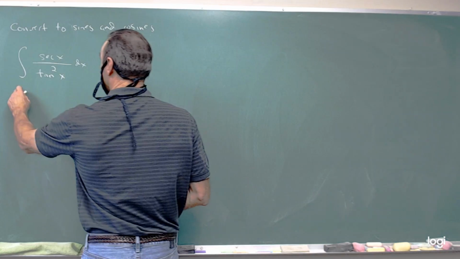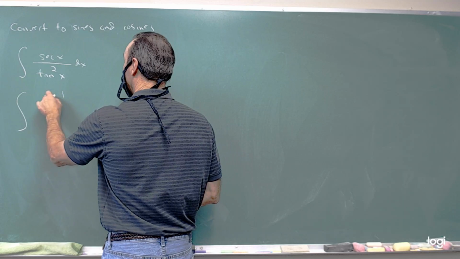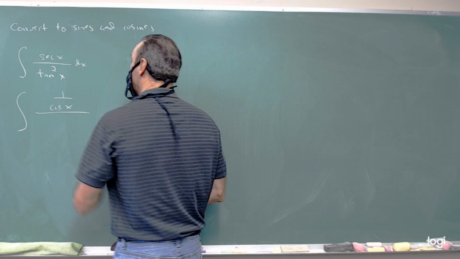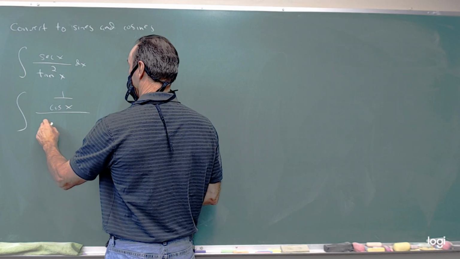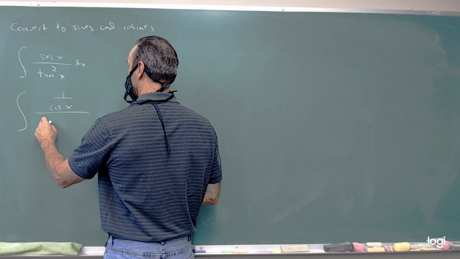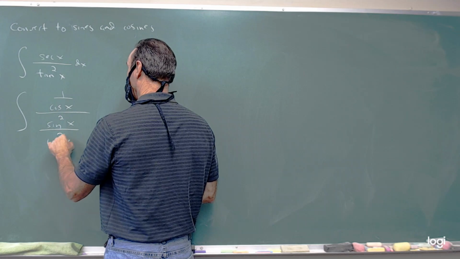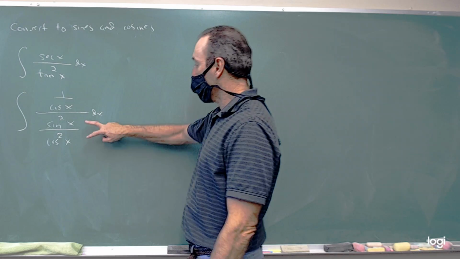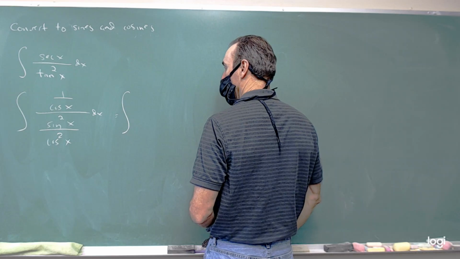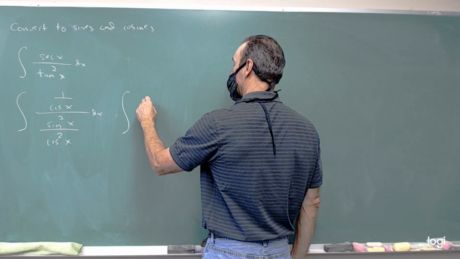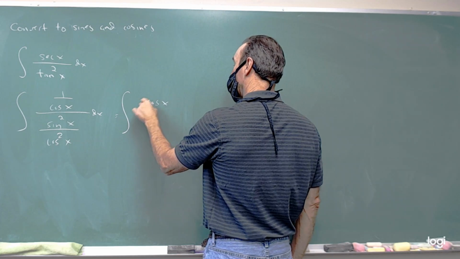So secant x we know is 1 over cosine. Tangent squared is going to be sine squared over cosine squared. And then you're going to multiply by the reciprocal. So you know what that's going to look like? 1 over cosine times cosine squared over sine squared. Okay.